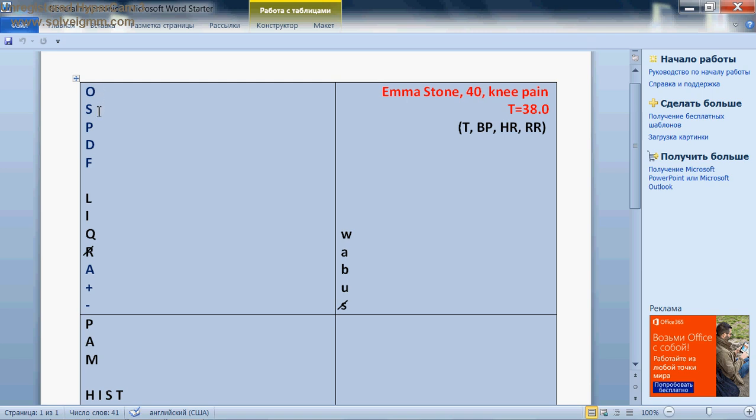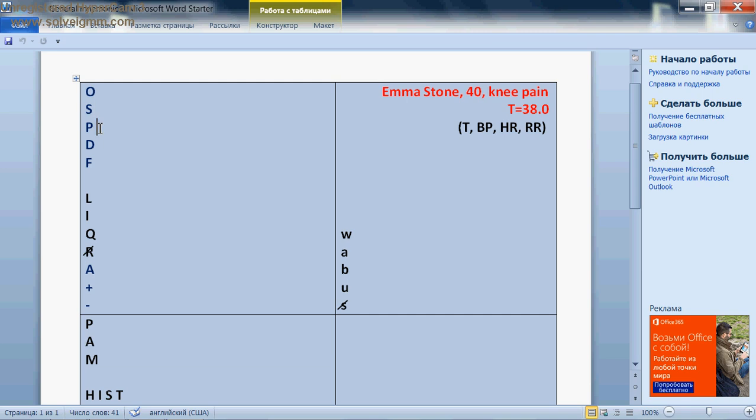O is onset of pain. When did your pain start? S is for what the patient himself thinks about the reason for his pain. So it's self thought. I usually ask this way: do you know what might have brought your pain on, or do you have any idea of what could cause your pain?